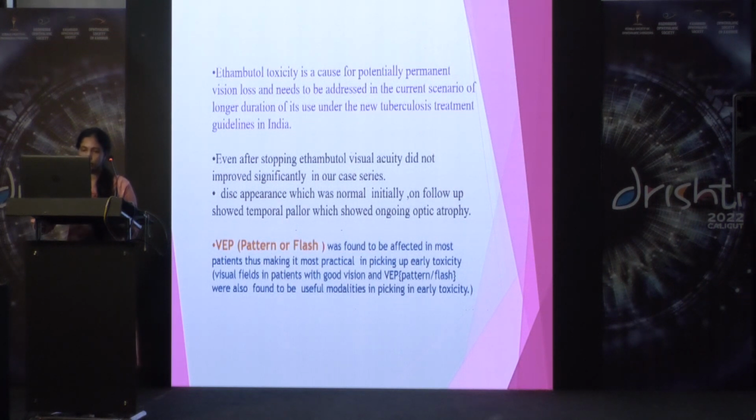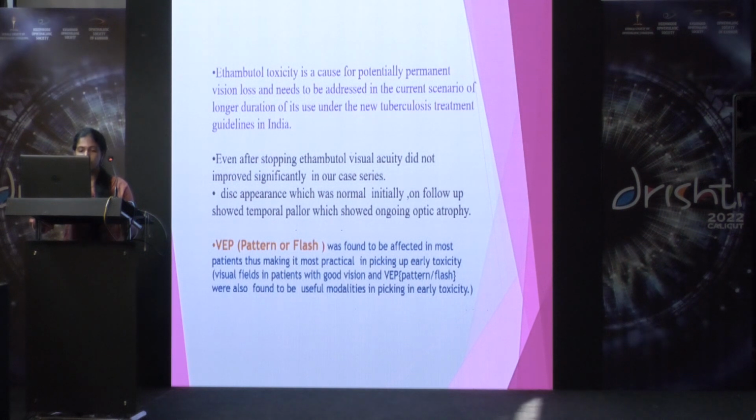So the point is, ethambutol toxicity is a cause of potentially permanent vision loss and needs to be addressed in the current scenario of longer duration of its use under new treatment guidelines of India. Even after stopping the drug, visual acuity did not improve significantly in our case series. Disc appearance, which was normal initially, on follow-up showed temporal pallor, which showed ongoing optic atrophy. VEP, pattern or flash, was found to be affected in most patients, thus making it most practical in picking up early toxicity.